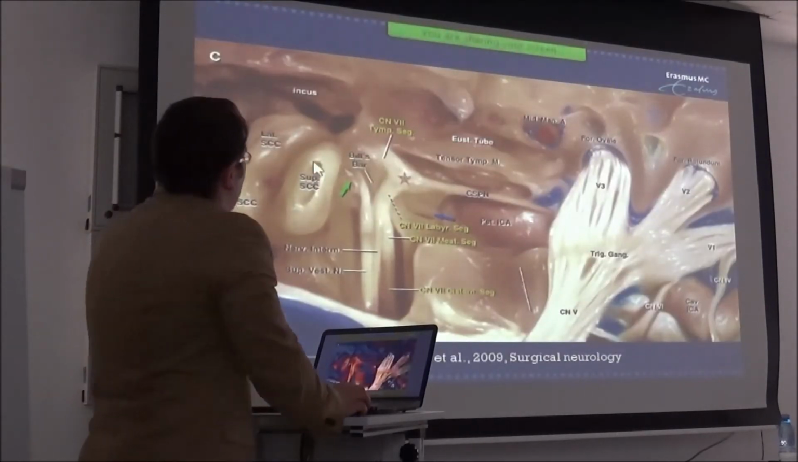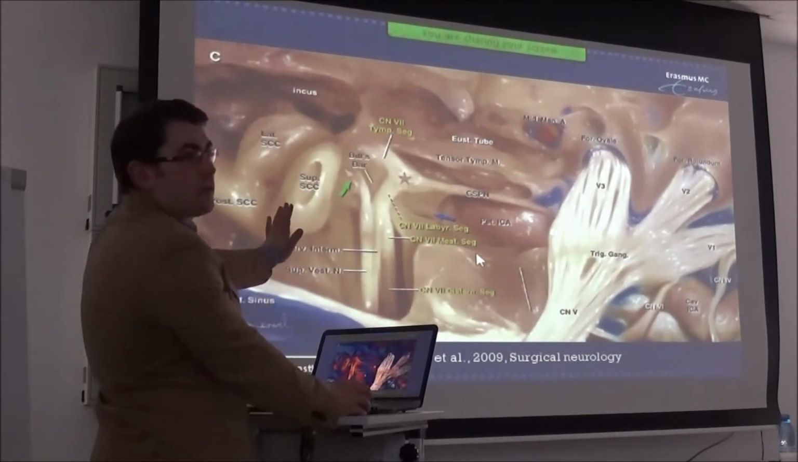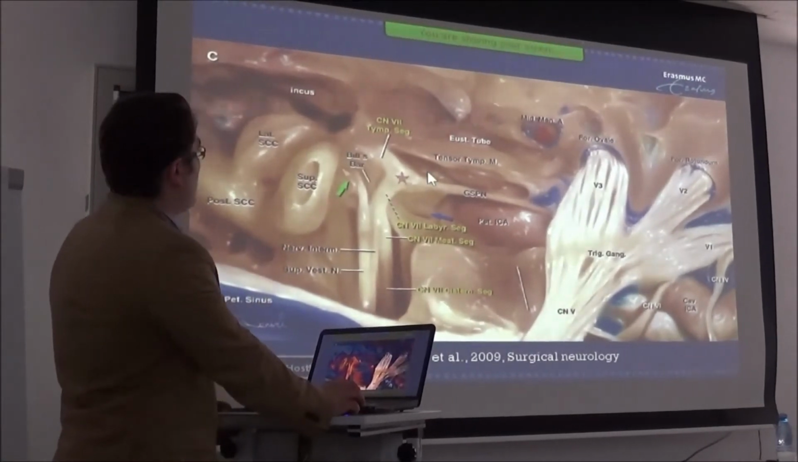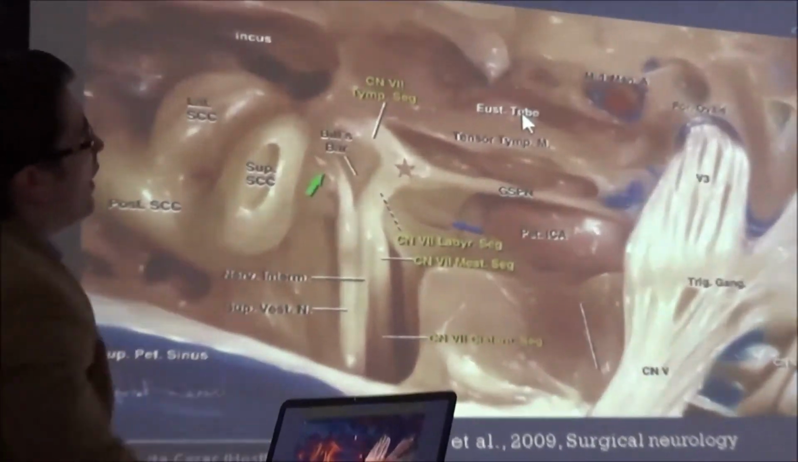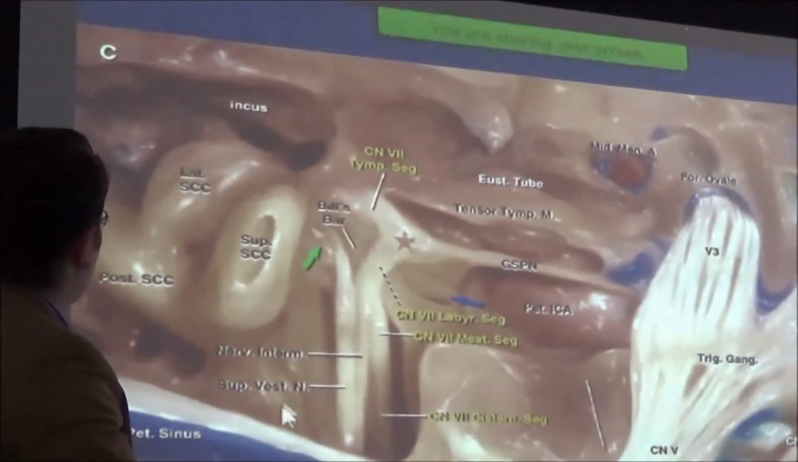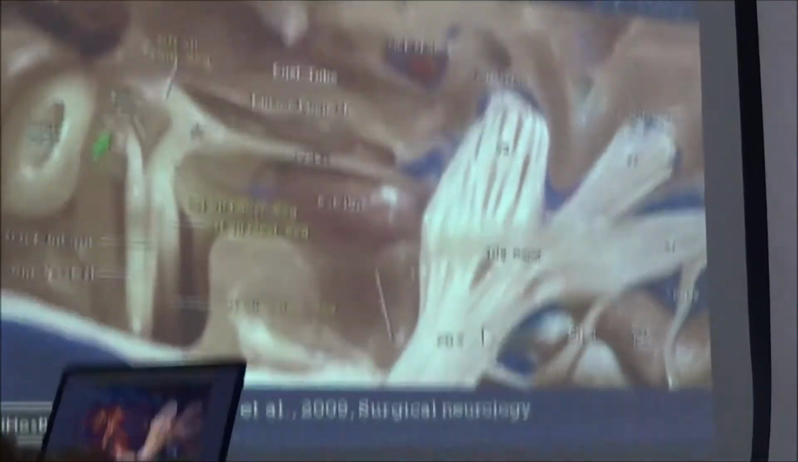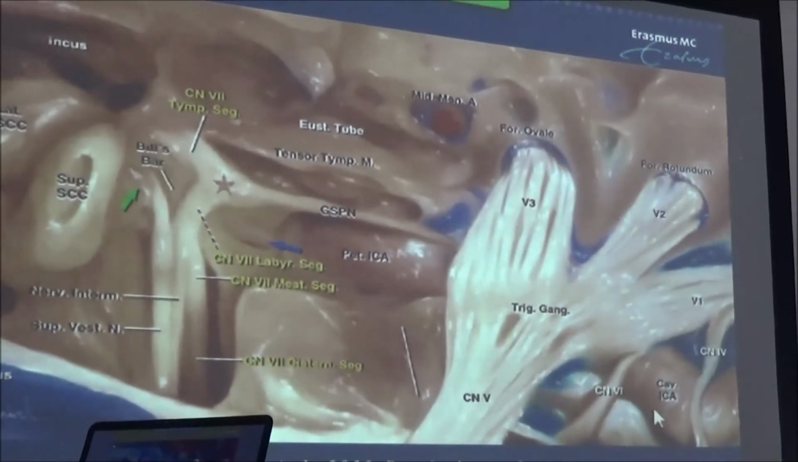This is the best dissection that exists to this date of middle fossa, I think, except for Professor Fukushima's skull base atlas. Anyway, again, it's a left-sided middle fossa, cavernous carotid. We've talked about this yesterday.